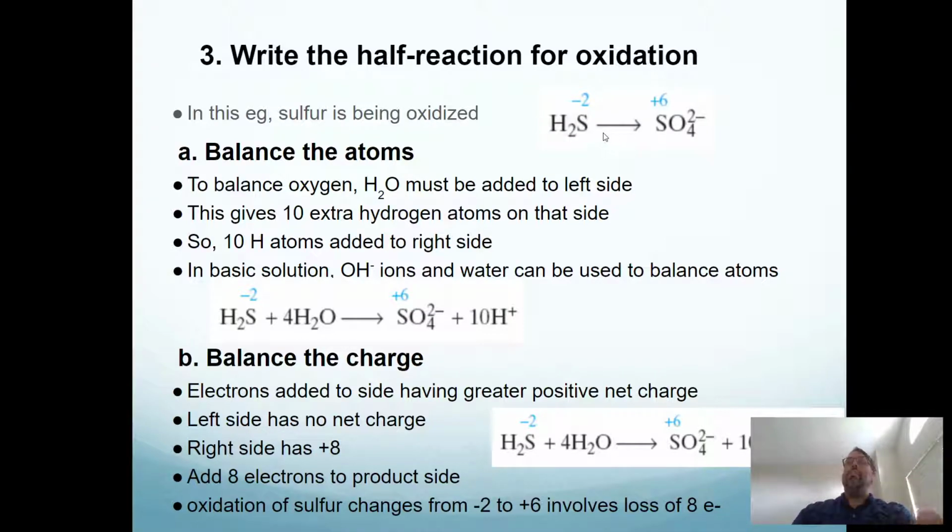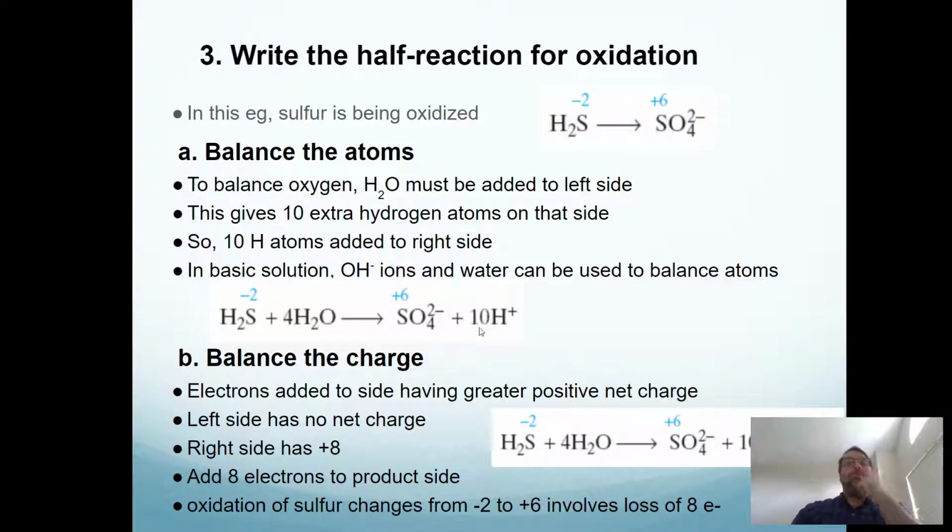So that means that we're going to have to add in some waters. Since there's 4 oxygens here, we're going to add 4 waters here. And that'll give us a total of 8 hydrogens here, with this water, plus the 2 hydrogens here. Therefore, in order to balance it, we're going to make this 10 hydrogen pluses, so 10 hydrogen ions, over on the right side. And the whole reason that we do that is just to keep the atoms balanced there. So we're balancing our mass first.